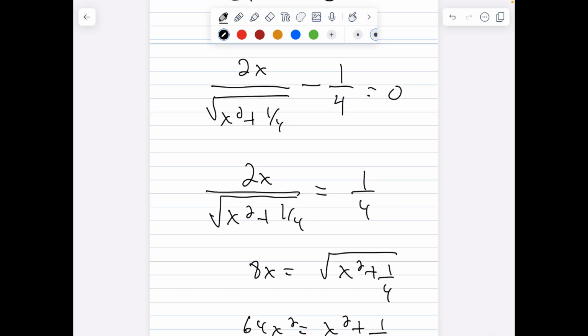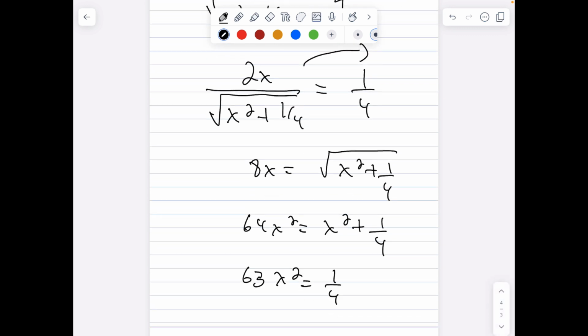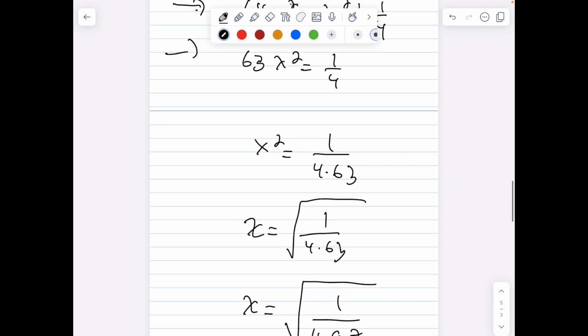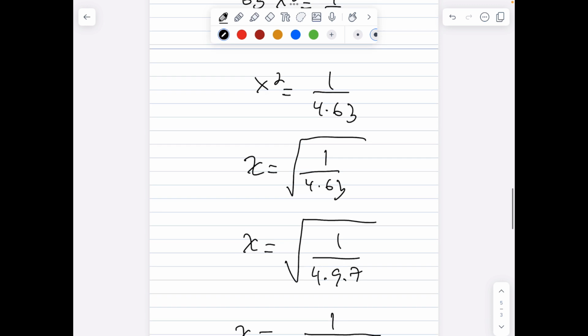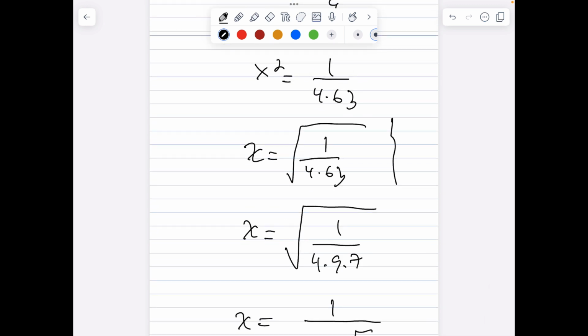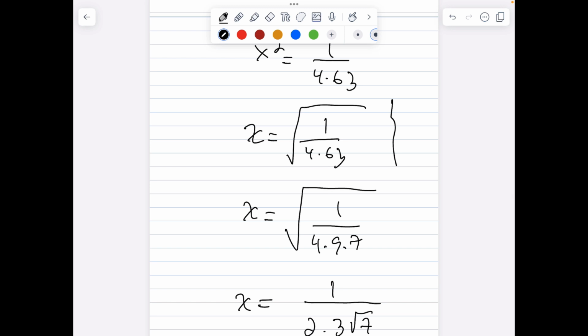So I move the 1/4 over right here, and then I cross multiplied and got what you see here. I squared both sides, and then I moved all the x squareds over and divided by 63. And x would equal the square root of 1/4 times 63. Now I didn't multiply 4 and 63 here because I don't think that would give us much. I'm interested in breaking this number down. So 63 is 9 times 7. So this would be the square root of 1/4 times 9 times 7.